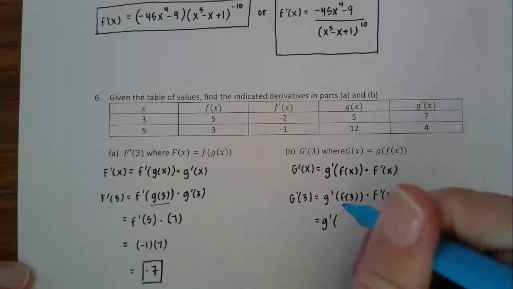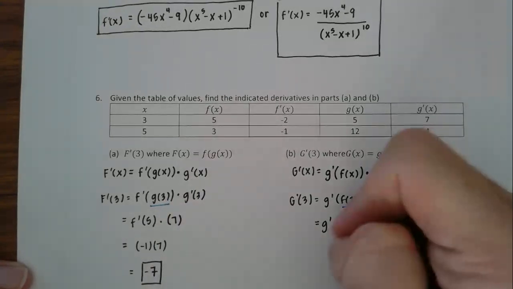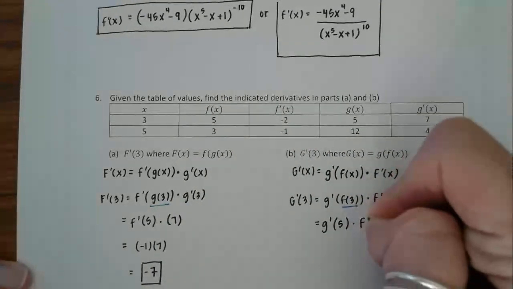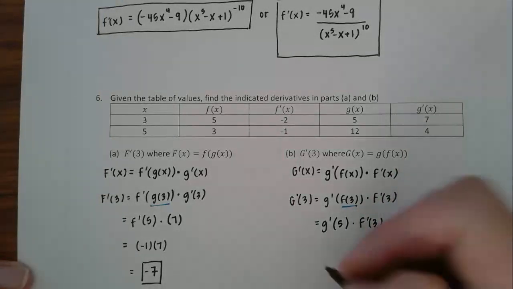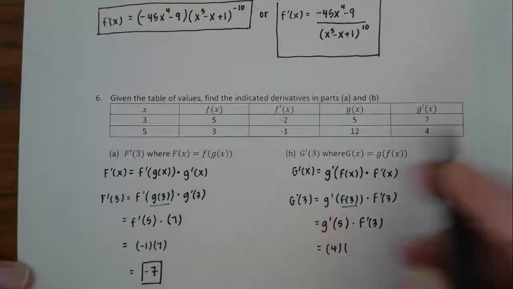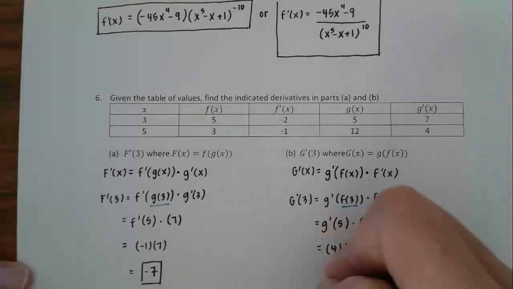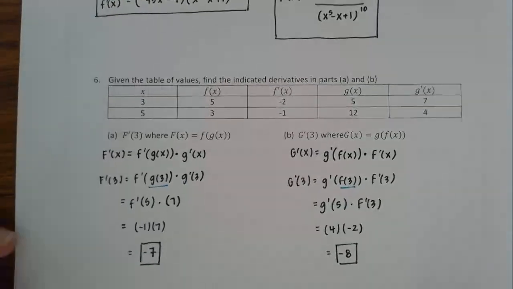First thing I want to evaluate in here would be f of 3. If I look at my table, f of 3 would be 5. And then I want to fill in g prime of 5. G prime of 5 would be 4. And I want to multiply that by f prime of 3, which would be negative 2. So it will give me a negative 8.